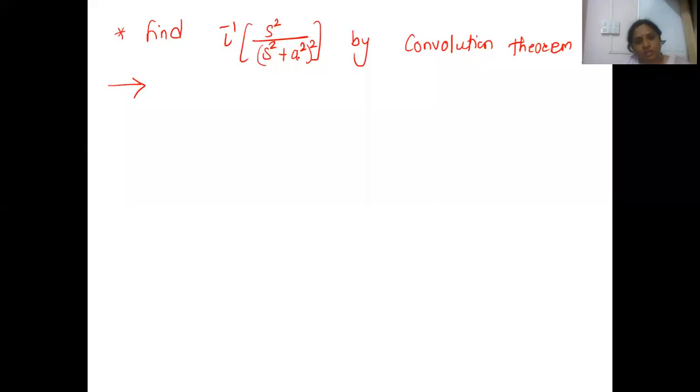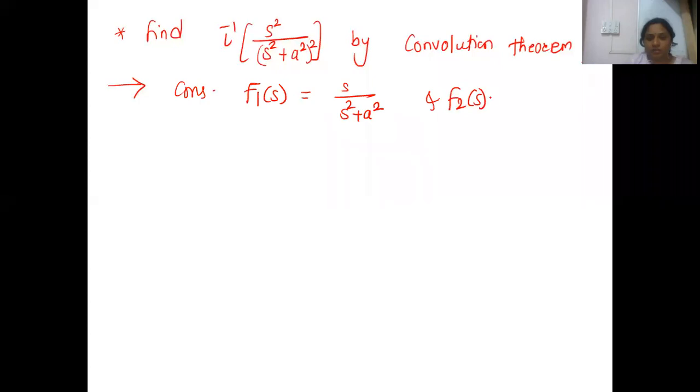If you take s square upon s square plus a square and 1 upon, that s square will not have a standard formula. The formula is s upon s square plus a square. So I'll call one F1(s) and the other F2(s). F1(s) is s upon s square plus a square and F2(s) is similar. These two are multiplied so that it becomes s square upon (s square plus a square) whole square.